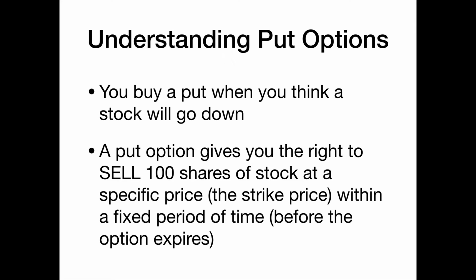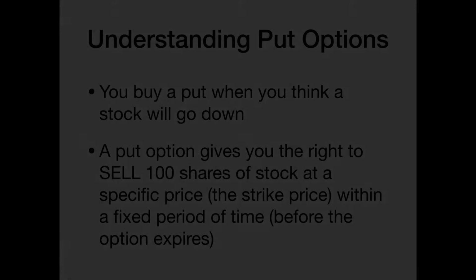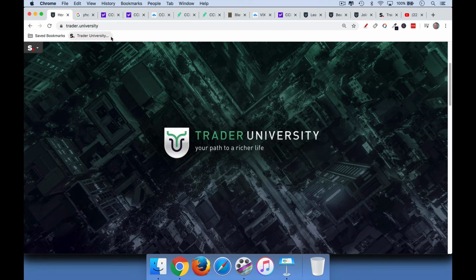Now, a put option gives you the right to sell 100 shares of stock. So that's sort of the contract size of one put option. It's usually 100 shares. It gives you a right to sell 100 shares of stock, in other words, to put it away onto someone else at a specific price, which we call the strike price. We'll talk a little bit more about that, within a fixed period of time. That is right before the option expires. So again, you want to buy a put if you think a stock is going to go down.